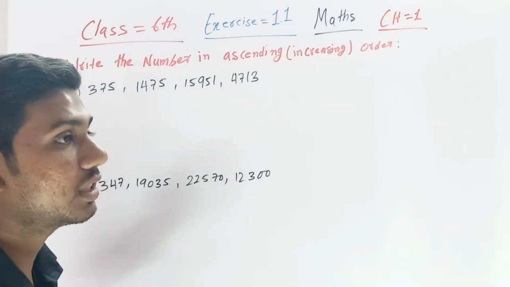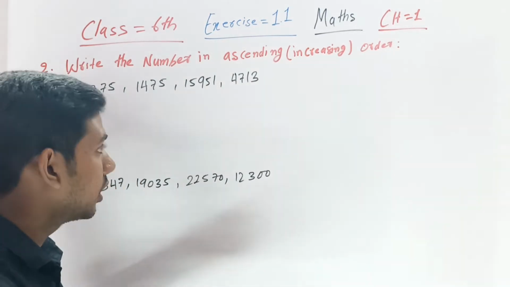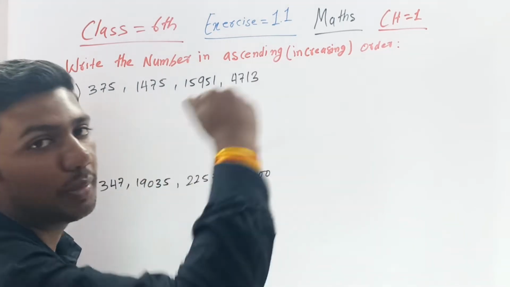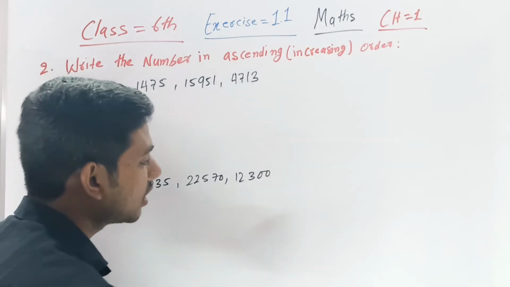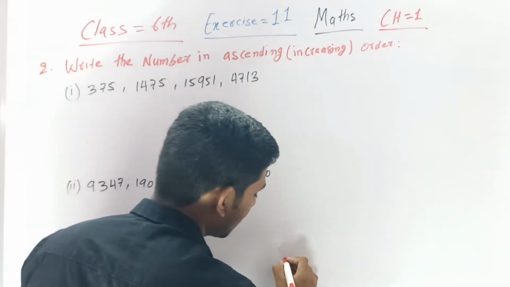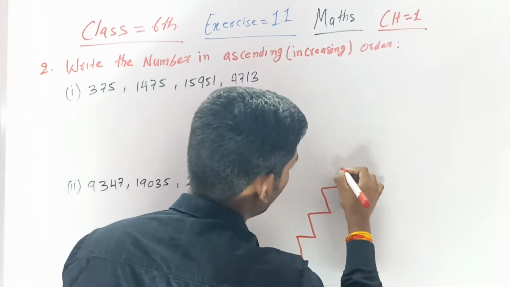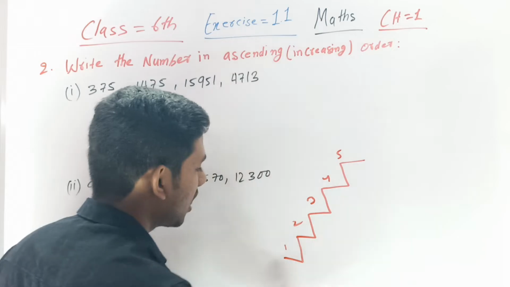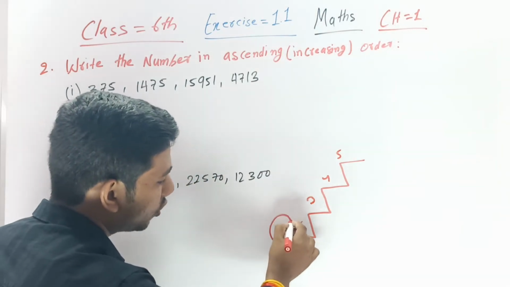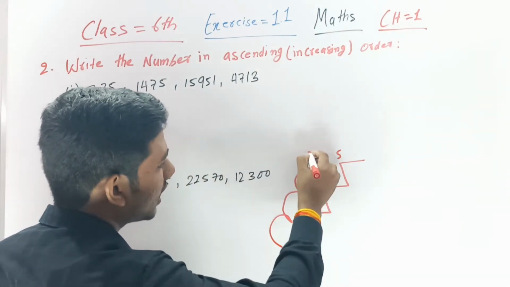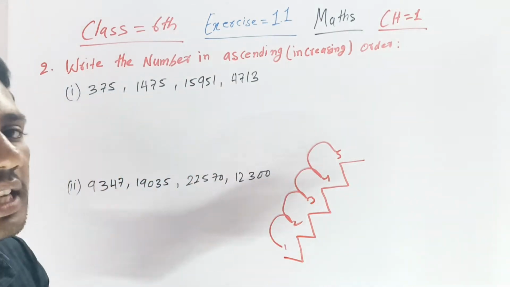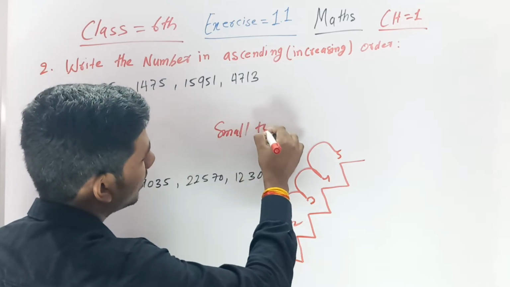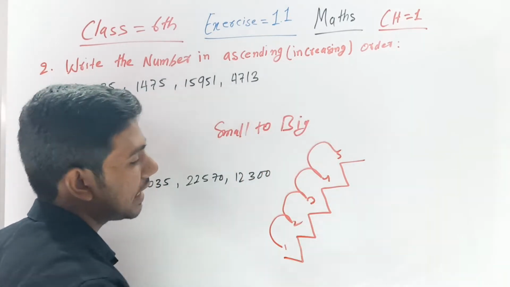If you didn't know what ascending order is, then I'll explain it. Ascending order means increasing. Increasing means small to big. So ascending order means going from small to bigger, like 1, 2, 3, 4, 5. How is this going? It's going small to big, small to big. So this is known as ascending order. Ascending order means small to big.